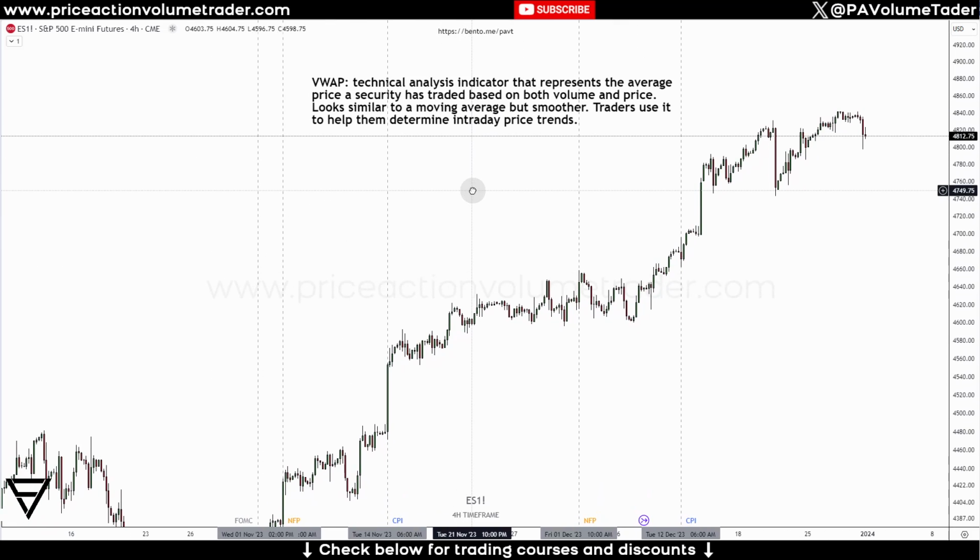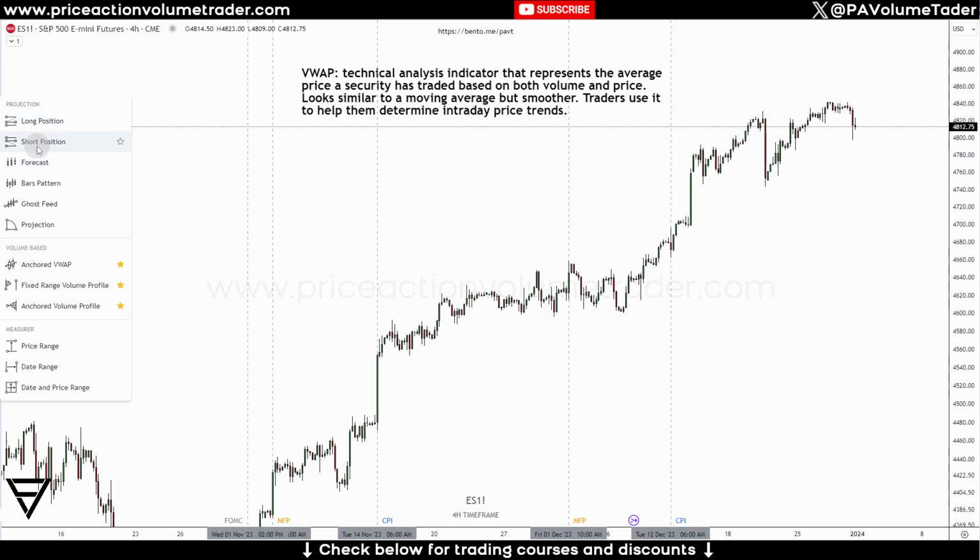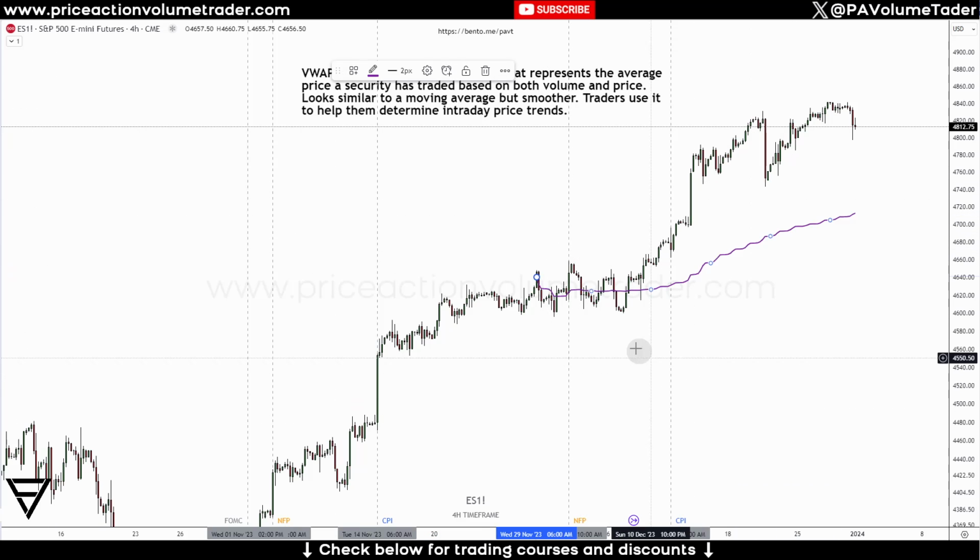But now with VWAP, we have what we call the anchored VWAP. This is here on TradingView on the left side menus. If you bring it up, you can see under the volume based category there's one called anchored VWAP right here. What that does is you're not just using a VWAP session to session, but you can set a VWAP at whatever point on the chart you want, and it's going to calculate the indicator from this moment all the way into the future.